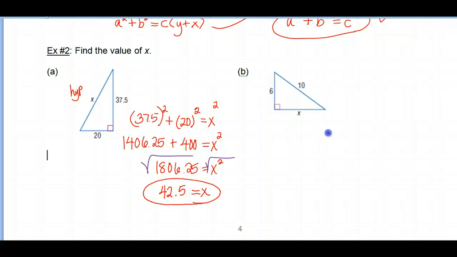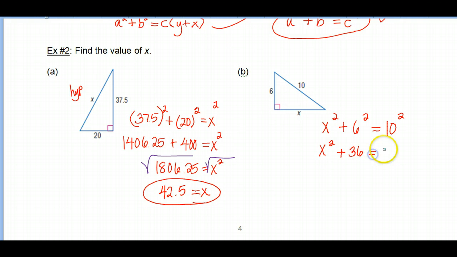Well, B is really easy because x squared plus 6 squared equals 10 squared. I just do 10 squared minus 6 squared, and x squared equals 64, so x is 8. It's not hard. That's exactly what it is.